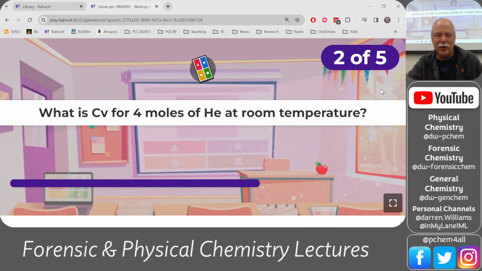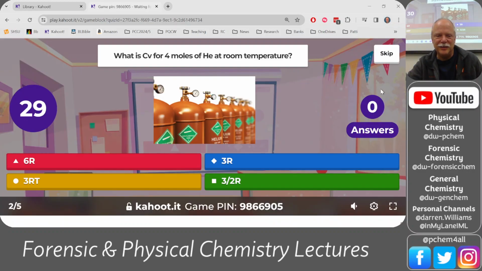All right, what about 4 moles of helium at room temperature? So if it was 3/2 R for 1 mole, what is it for 4 moles?